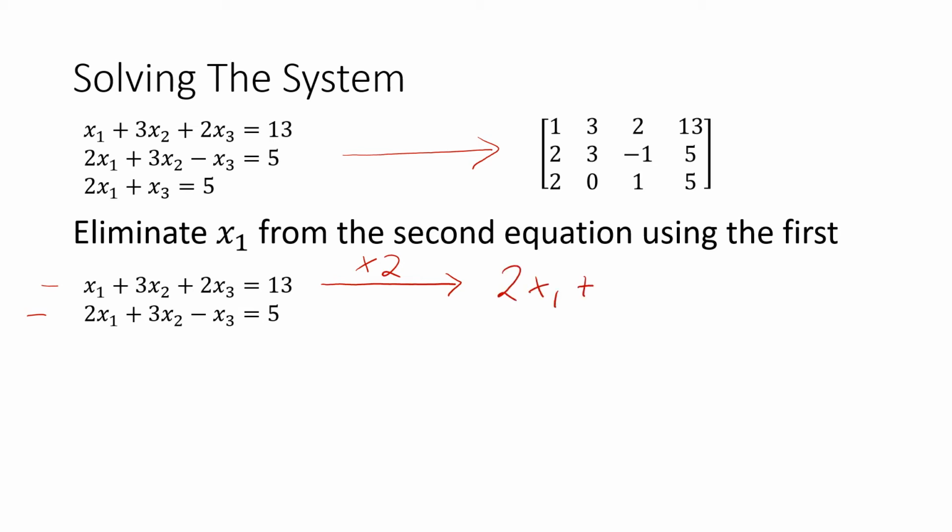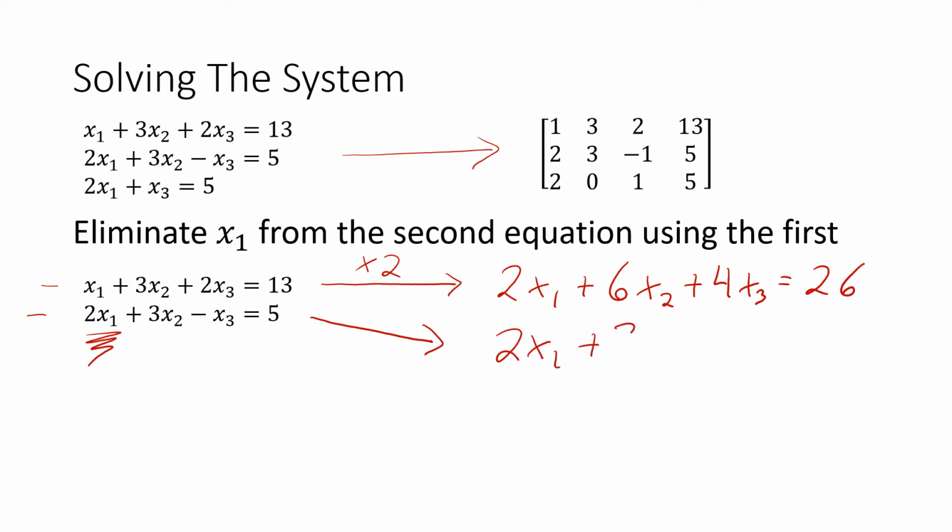2x1 plus 6x2 plus 4x3 equals 26. I've just taken the entire equation and multiplied it by 2. We're allowed to do that. Now, my second equation, I already have the 2x1, so I'm just going to write that as 2x1 plus 3x2 minus x3 equals 5. Just rewrite it. So now I have the same coefficient in front of the x1s. I can subtract one equation from the other.